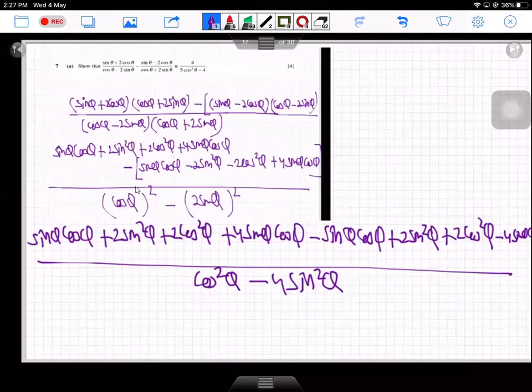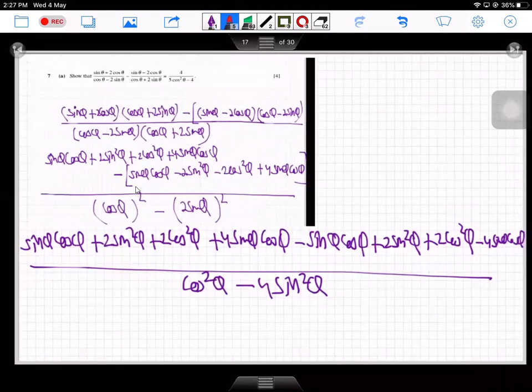All right. So as you can see now that sine theta cos theta and minus sine theta cos theta cancel out. 4 sine theta cos theta minus 4 sine theta cos theta cancel out. And 2 sine square theta plus 2 sine square theta. This will give you 4 sine square theta.